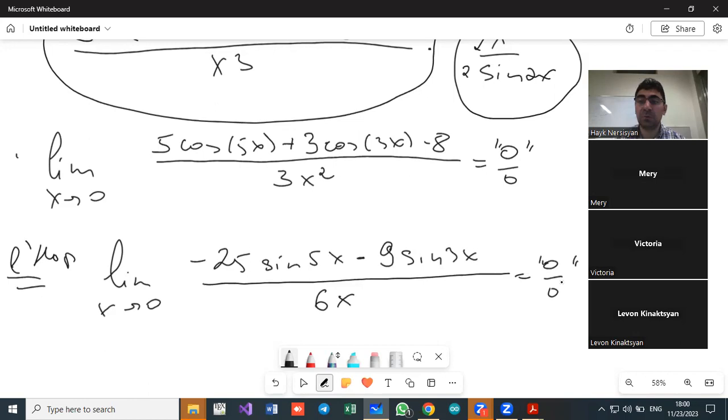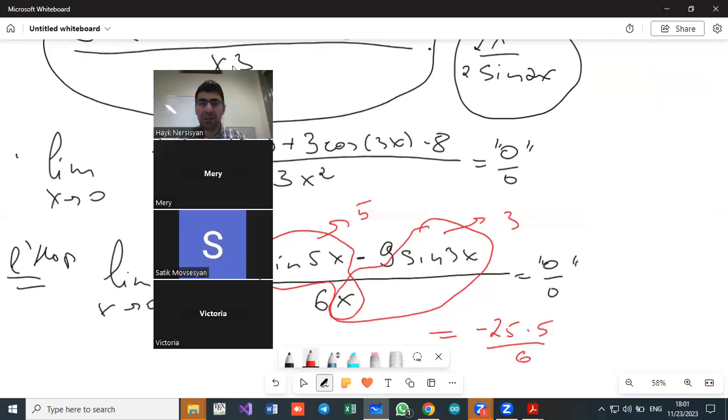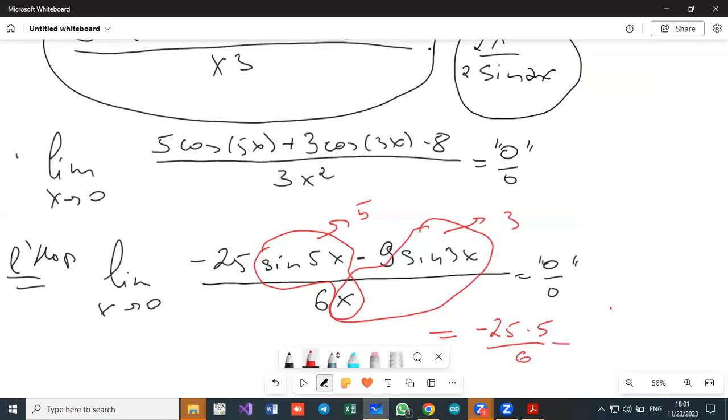Let's give up, because every time we are getting 0 over 0. Another L'Hopital, or the useful limit. What can we say about sin 5x over x? It tends to 5. Sin 3x over x tends to 3. So the limit here will be -25 times 5 over 6, and minus 9 times 3 over 6. And leave it like this or simplify, up to you.